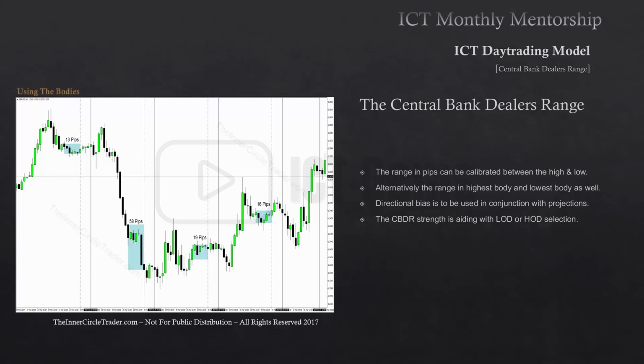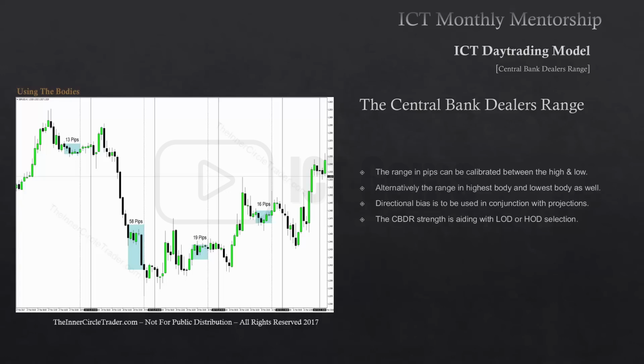Now, we can get a lot of feedback in terms of what retail's doing if we study wicks, but if we study the bodies of the candles and we frame our ranges with that, we'll get more clear pictures about what the institutional accumulation distribution ranges are going to be when we use the central bank dealer's range.